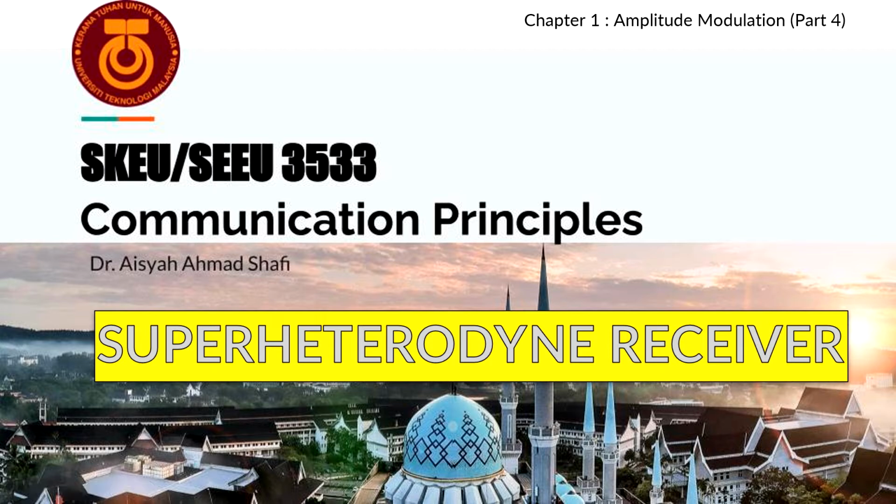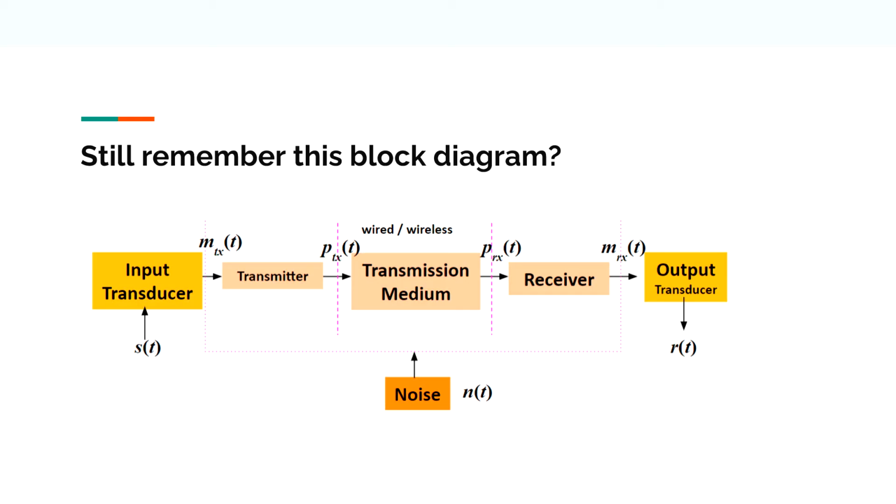So today we will learn about the Superheterodyne Receiver. Okay, still remember this block diagram? Previously you have learned about this basic block diagram of a communication system, where we have the transducer, transmitter, transmission medium, receiver, and then the output transducer.